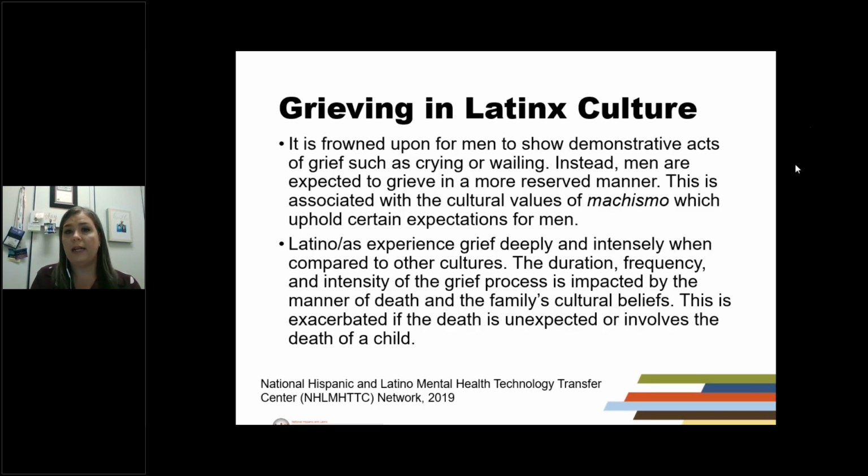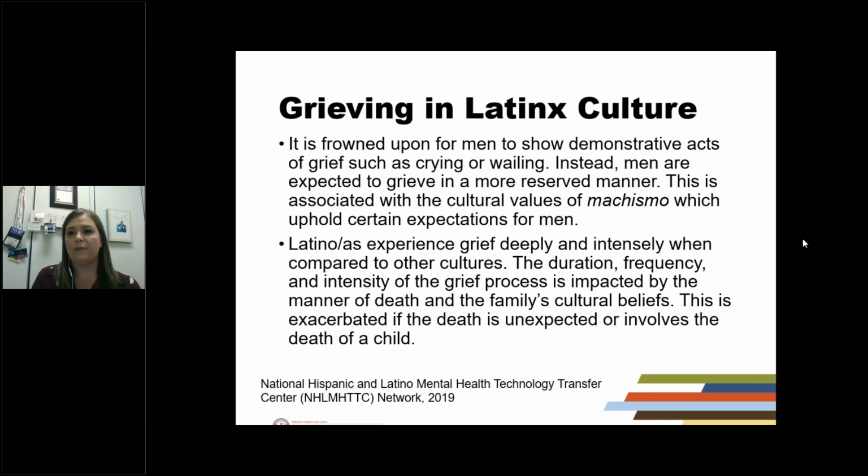It is found in Latinx culture that men don't show demonstrative acts of grief. So crying and wailing is not usually seen as an expected reaction or demonstration of pain for Latinx men, okay? Instead, they are expected to grieve in a reserved manner. This is usually associated with what is called machismo. Okay, so it is none other than the expectations that Latinx culture has of their men.